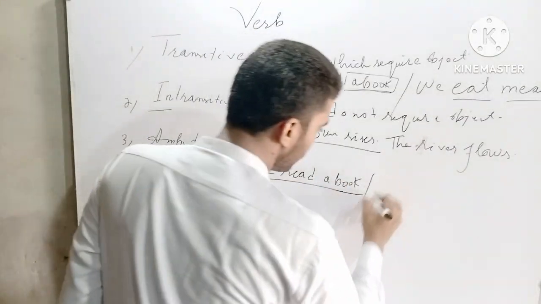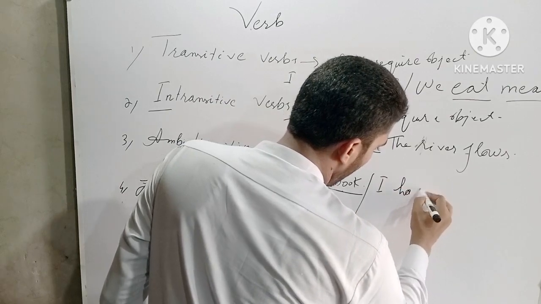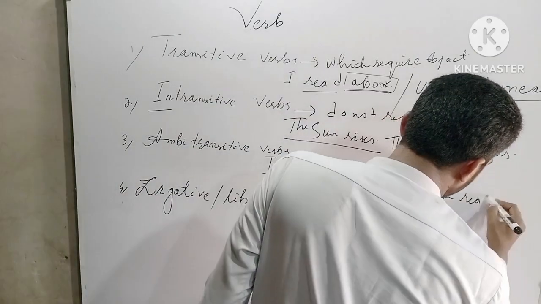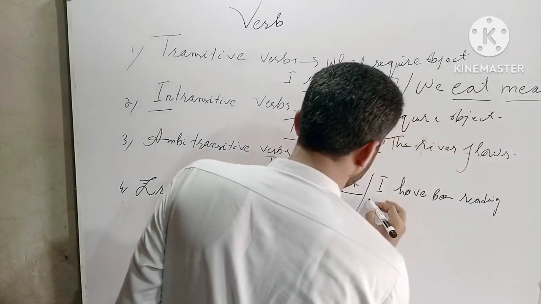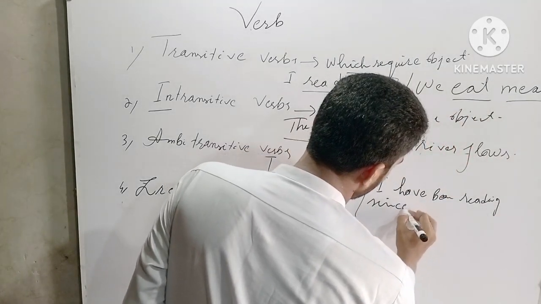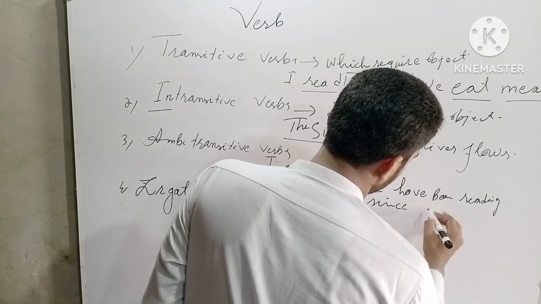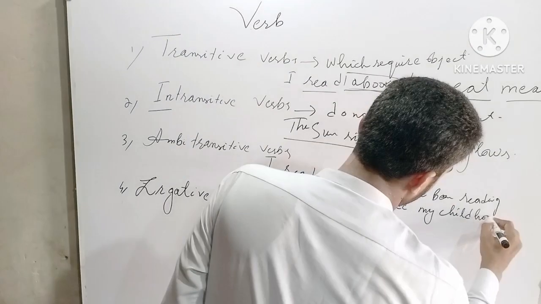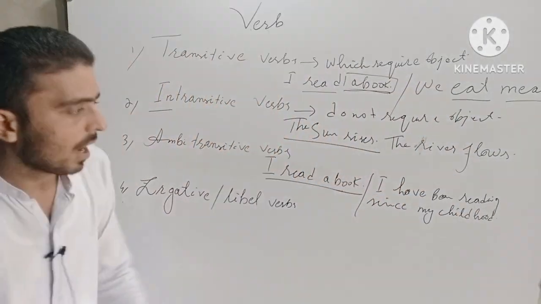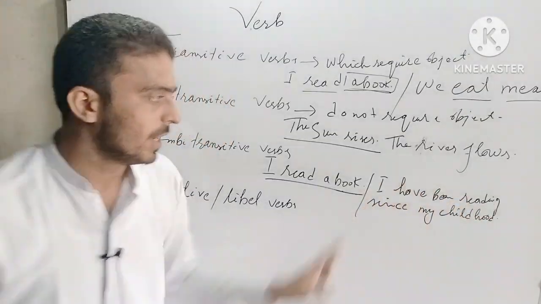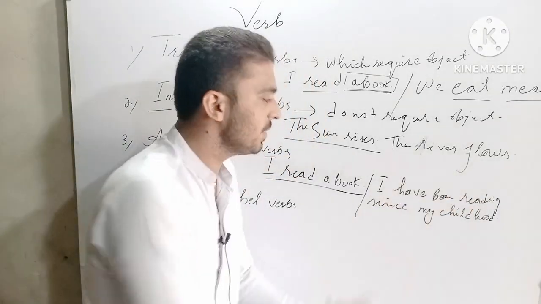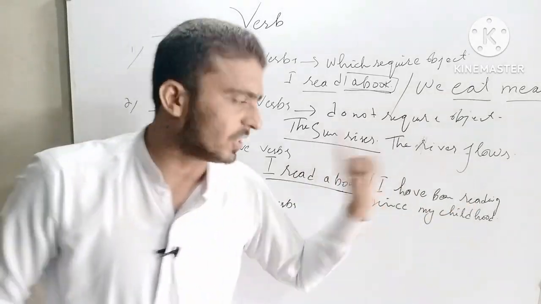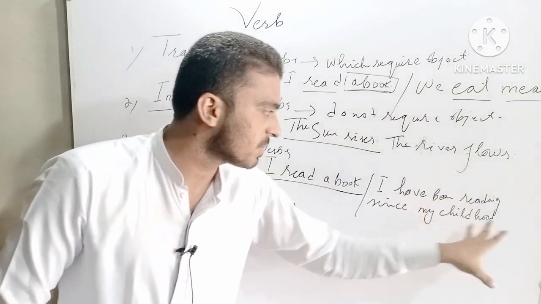And after that, I use it: I have been reading since my childhood. Here you can see that there is no object in the sentence. It is just complete. I have been reading since my childhood. So I have not used any object. Just this is the extension.